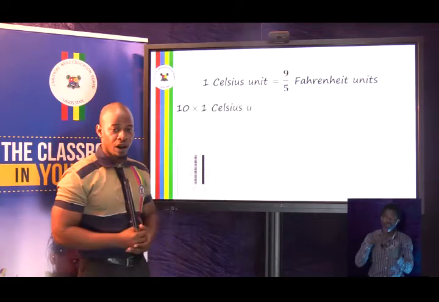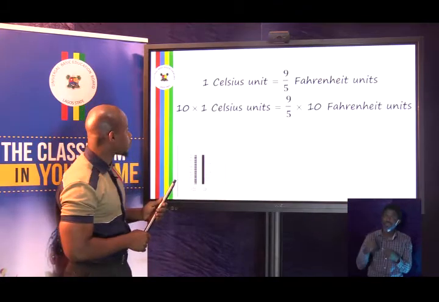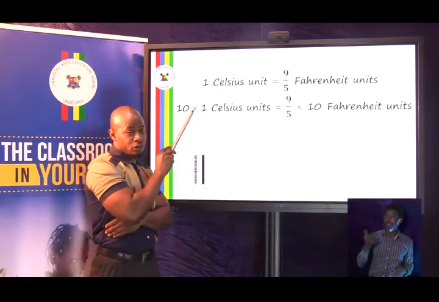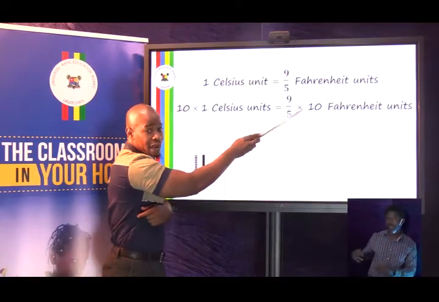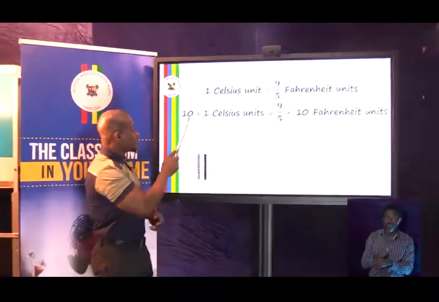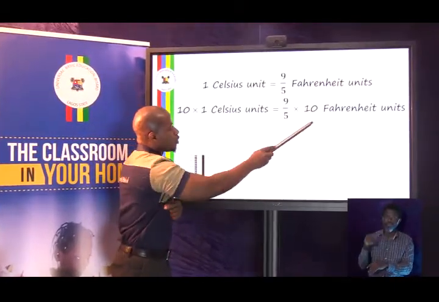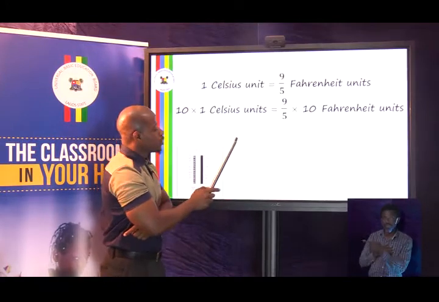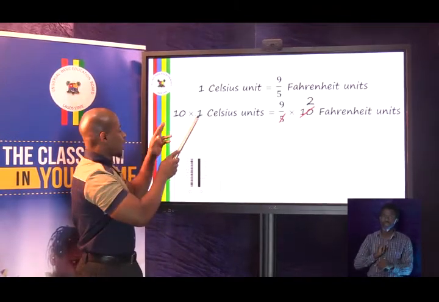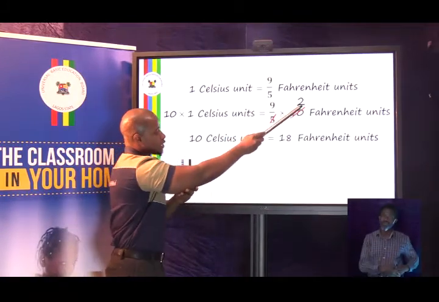We can now use this to find other Fahrenheit units given the Celsius unit. Let's see. Look at what I have done here. I have multiplied the left side by 10, so I have to multiply the right side by 10. Why? Because I want to find how much 10 Celsius units will be. So 10 times 1 is 10. Now multiplying this by 5, I'm going to resolve these numbers here. I see that 5 goes here 1 and 5 goes here 2. So I can bring 10 times 1, which is 10, down: 10 Celsius units. On the right side, I'm left with 9 times 2.